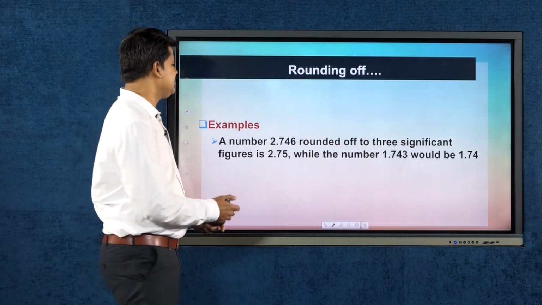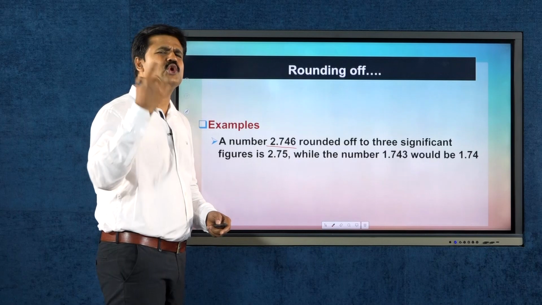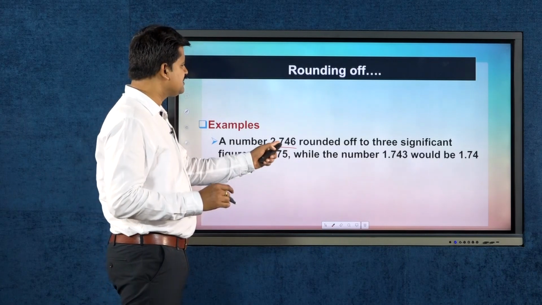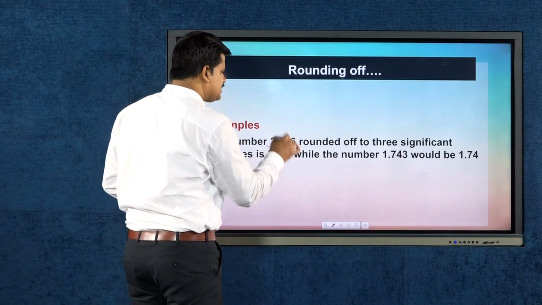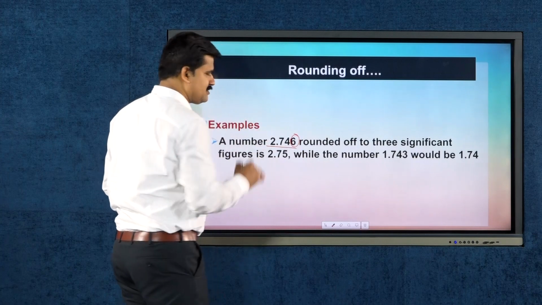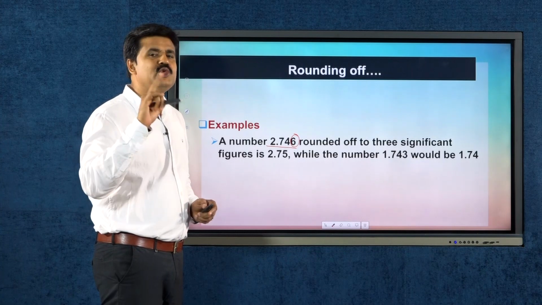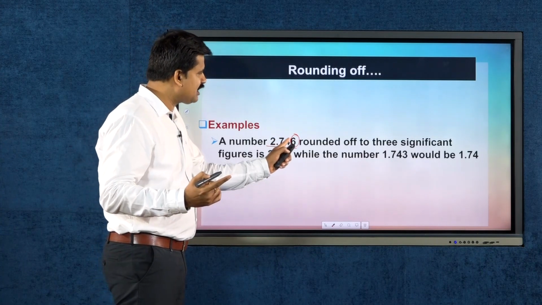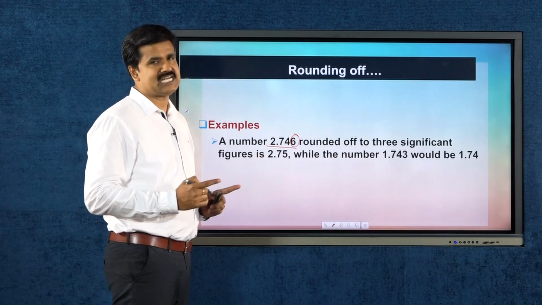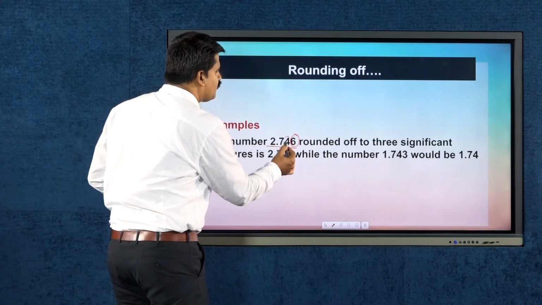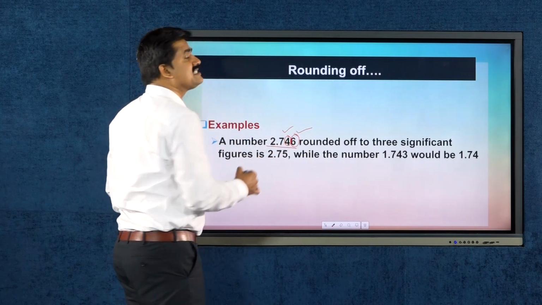You look at this quantity. This is 2.746. Here there are 4 significant figures. I wish to drop 1 significant figure. This is to be reduced to 3 significant figures. How can I perform that? This means you have to avoid this 6. 6 is greater than 5. So, you have to remove 6 by adding 1 to the preceding number. What is the preceding number here? 4 is the preceding number. This is the removing number. This is the preceding number.